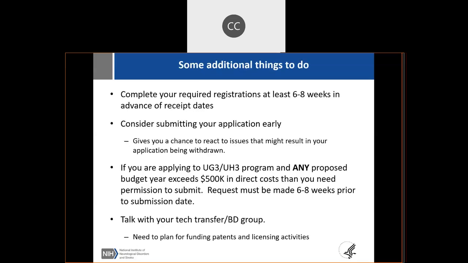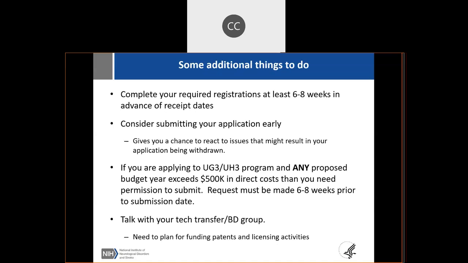Complete all your registrations at least 6 to 8 weeks in advance, which means if you haven't started your registrations, start today, if you're going to come to the August receipt date. Consider submitting your application at least a few days early. That will give you a chance to react to issues that might come up.